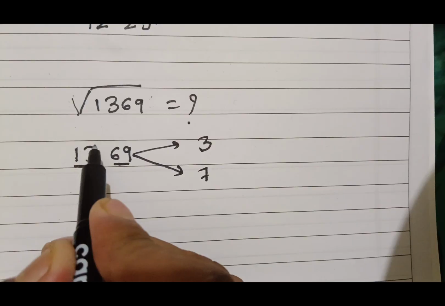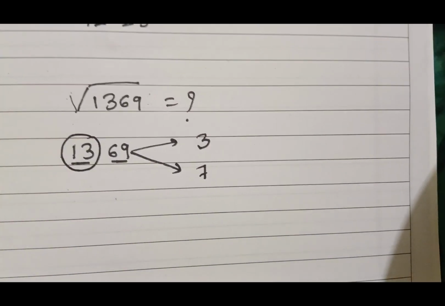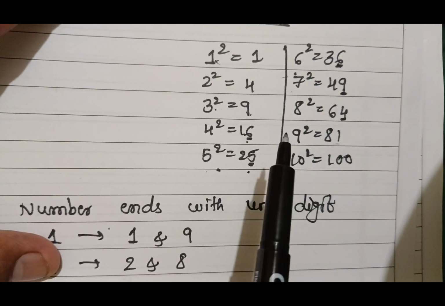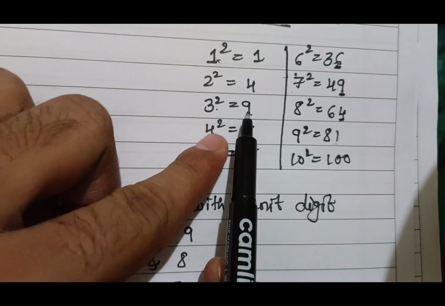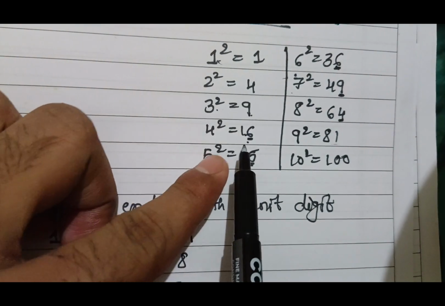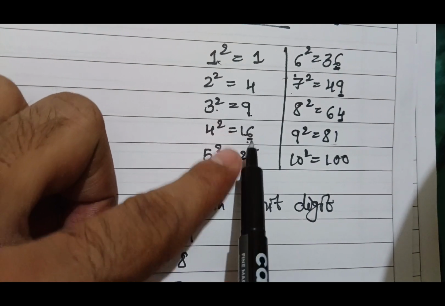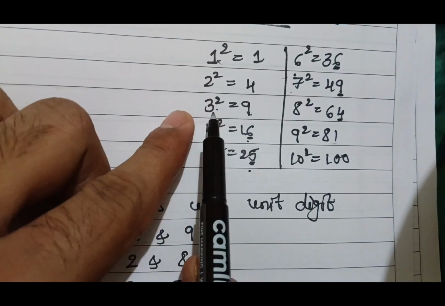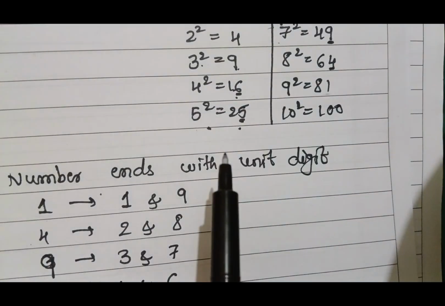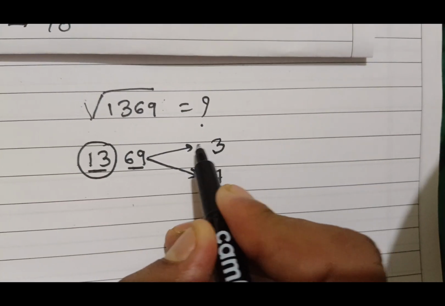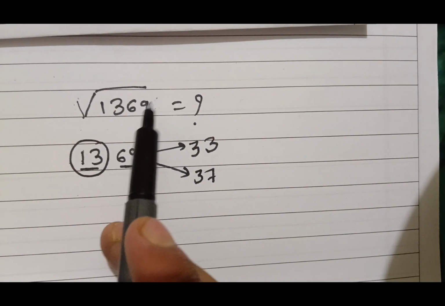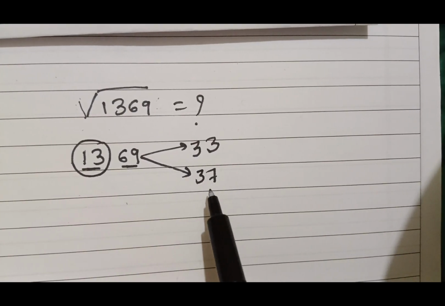After writing this, you need to check this number 13, right? You need to check 13 comes in between which two square numbers. See, first 3 square is 9, next after that is 16. So 13 is coming in between 9 and 16, right? You need to take the smaller one, which is 9. So 9 is the square of 3. So here you have to write 3. So 1369 can be the square of 33 or else 37.